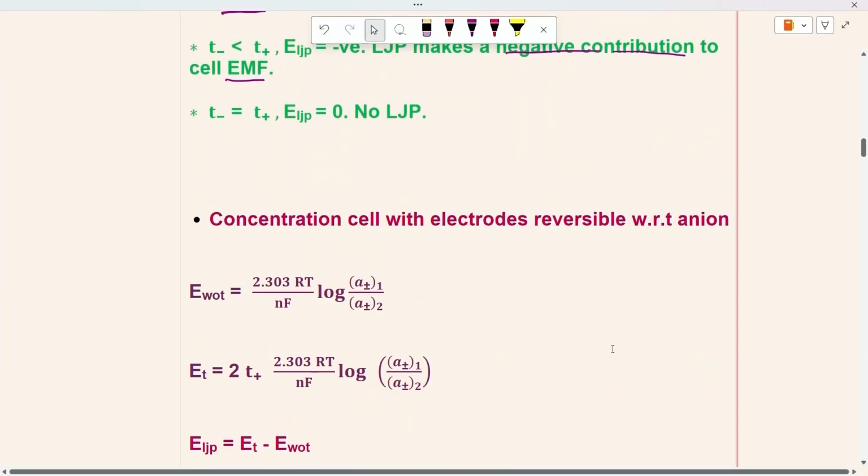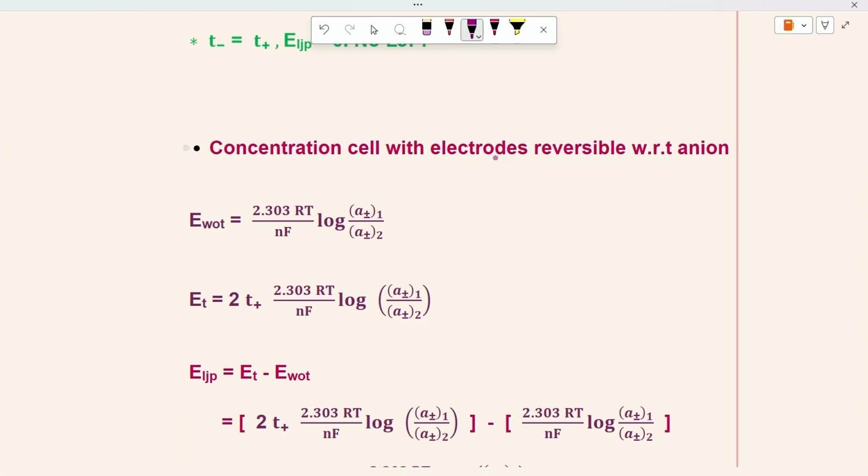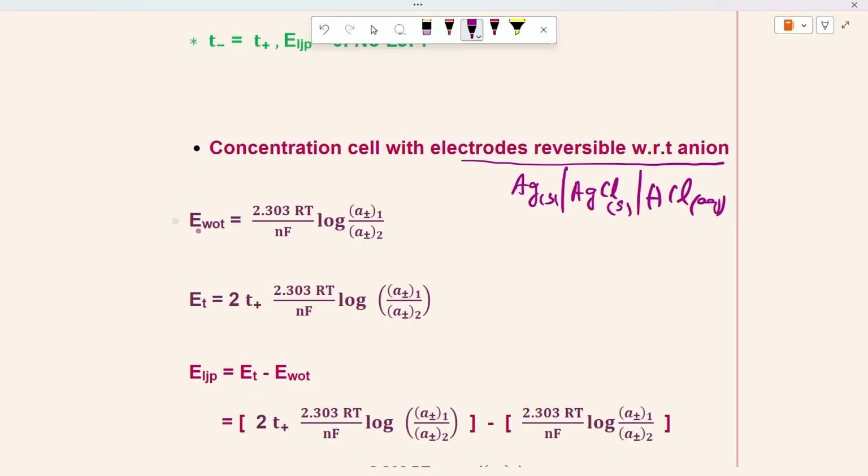Now, we are moving to the other type, that is, cells in which the electrodes are reversible with respect to anions. Usually, a metal in contact with a metal insoluble salt which contains a solution having an anion in common. Such electrodes are reversible with respect to anions. In that case, the EMF of the cell without transference is equal to 2.303 RT by NF log mean ionic activity of 1 divided by 2. In the other case, it was 2 divided by 1.